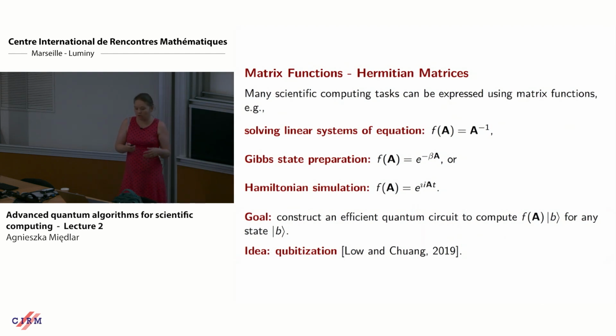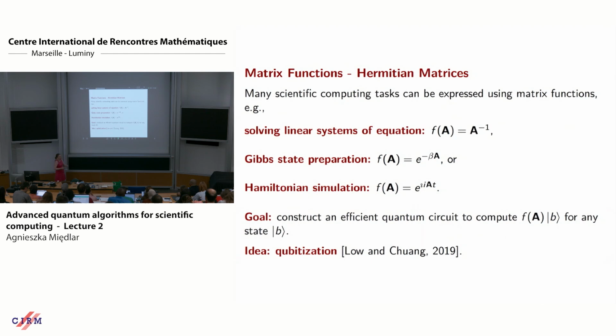So the goal in dealing with matrix functions, very often, as you see, for example, here, is not just applying the function to the matrix, but actually being able to calculate this quantity. So in terms of linear algebra, it is applying a function of a matrix to a vector. In terms of quantum, it is to construct an efficient quantum circuit that can compute this quantity, which is just applying the matrix or operator function to the state, for any available state. And you want to be able to do it in an efficient way.